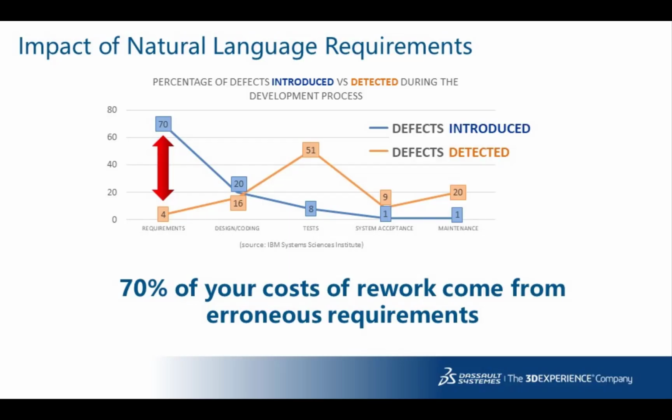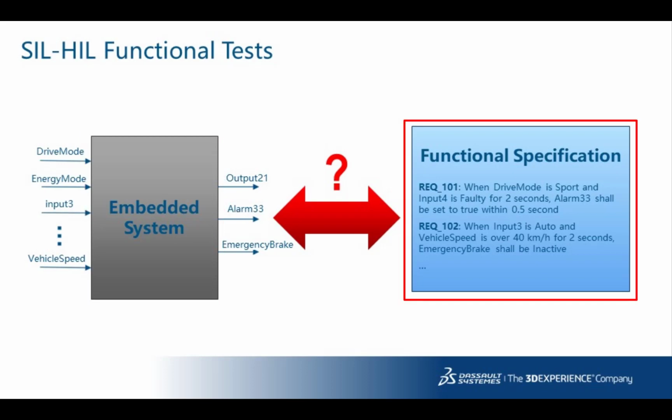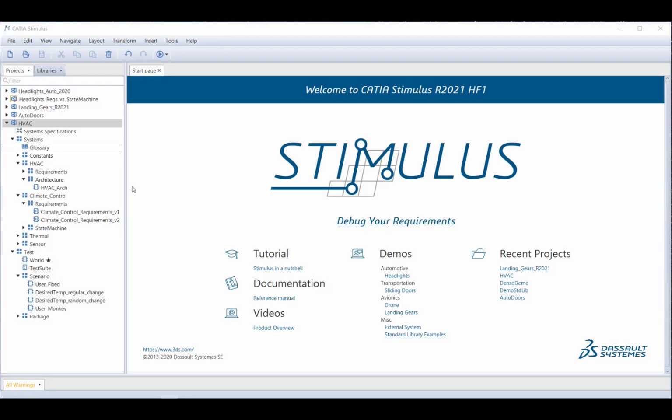How can you make sure your embedded system's functional requirements are correct? How can you verify automatically that your system, your code, meets its functional specification without writing any single test case? Let's see Stimulus live. We'll use the example of the climate control system you probably have in your car.